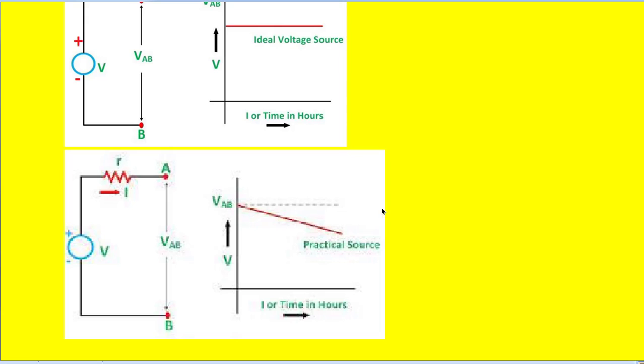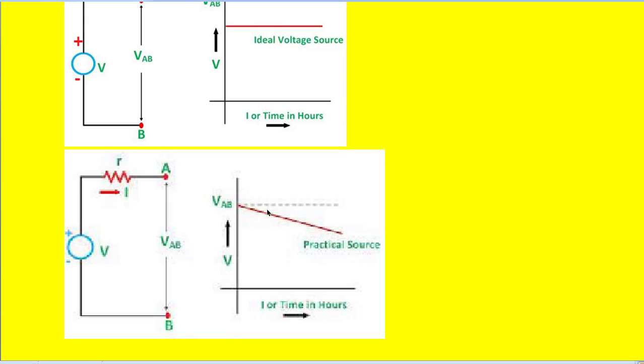When it comes to the practical voltage source, it is like this. It will have some resistance, though it may be less, but it is there. If the load is connected across the terminals A and B, then load current flows there. Automatically, there is a voltage drop across this small resistance, that is I into R. Then the terminal voltage will be source voltage minus the voltage drop across the resistance.